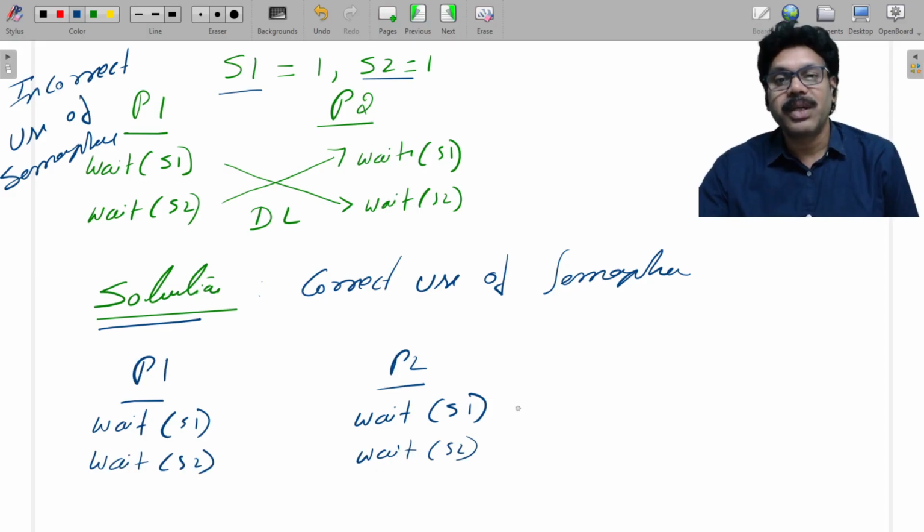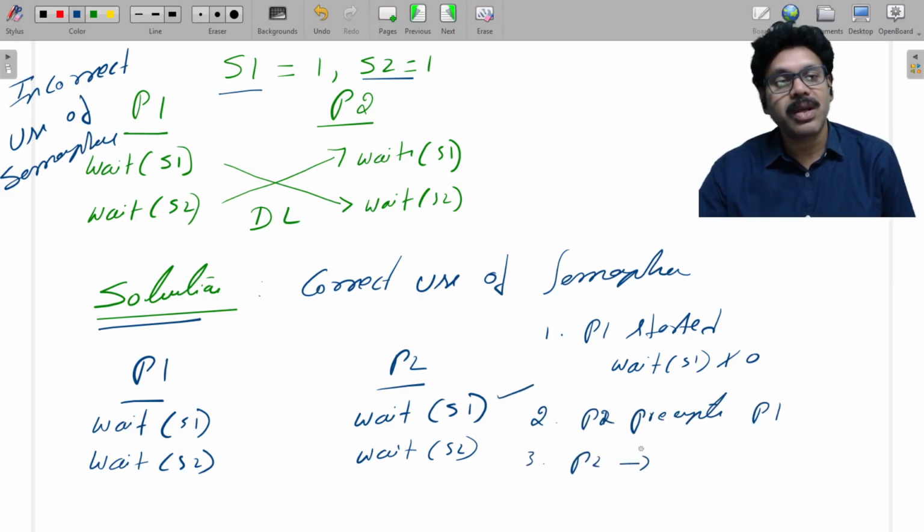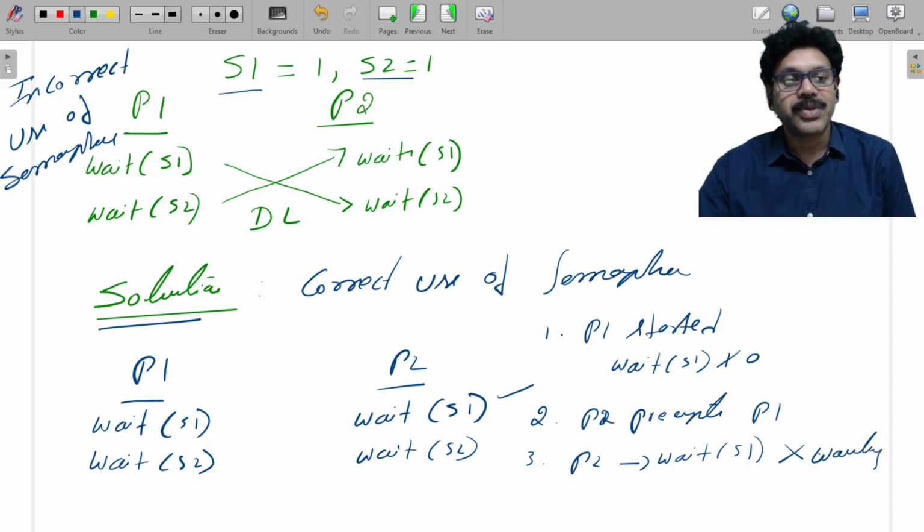So let us now give preemptions. Line number 1, P1 started. Then in this case what happened? Wait of S1, then 1 becomes 0. Now in the second line, P2 preempts P1. Then who got the chance? P2 got the chance. And P2 is asking the first line. What is the first line? Wait of S1. It is not possible. It is waiting only. Then what is going to happen? Unless you get the first line successful, you can't go for the second line.